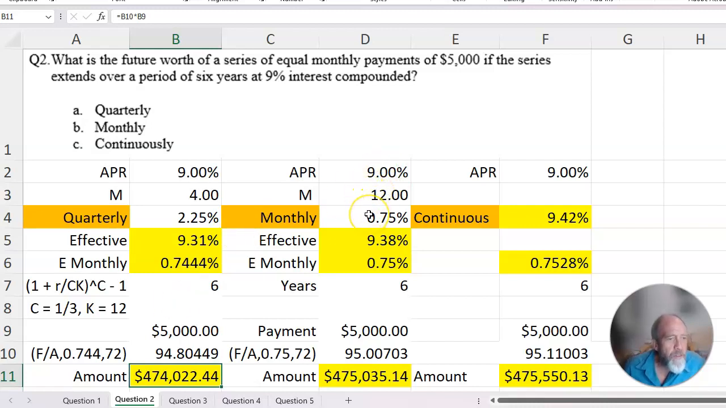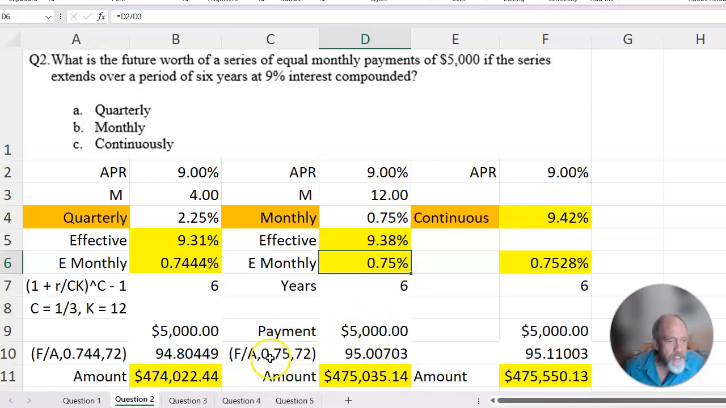The next one is a little bit easier because you're looking at monthly and monthly. Well, what's the monthly effective interest? What's the monthly interest rate? Well, it's just the APR divided by 12. The effective interest rate is just that calculation that we did before, if you want to do it on an annual basis. But we can calculate the payment on a monthly basis. We now know that the effective monthly is the same, just 9 divided by 12. So that's going to be F over A.